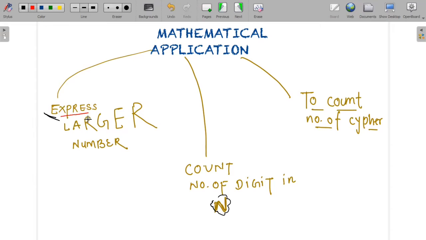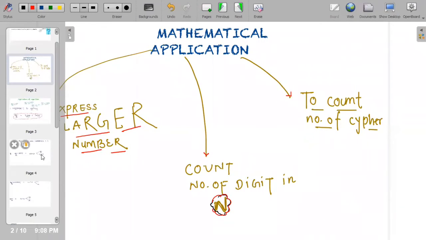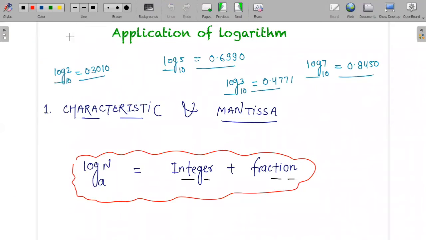The first one, which you have done in your early grades, is that log will help you express any larger number. Second and third, it will help you get the number of digits in any natural number, and it will help you count the number of ciphers. So let's start with the title, characteristic and mantissa.